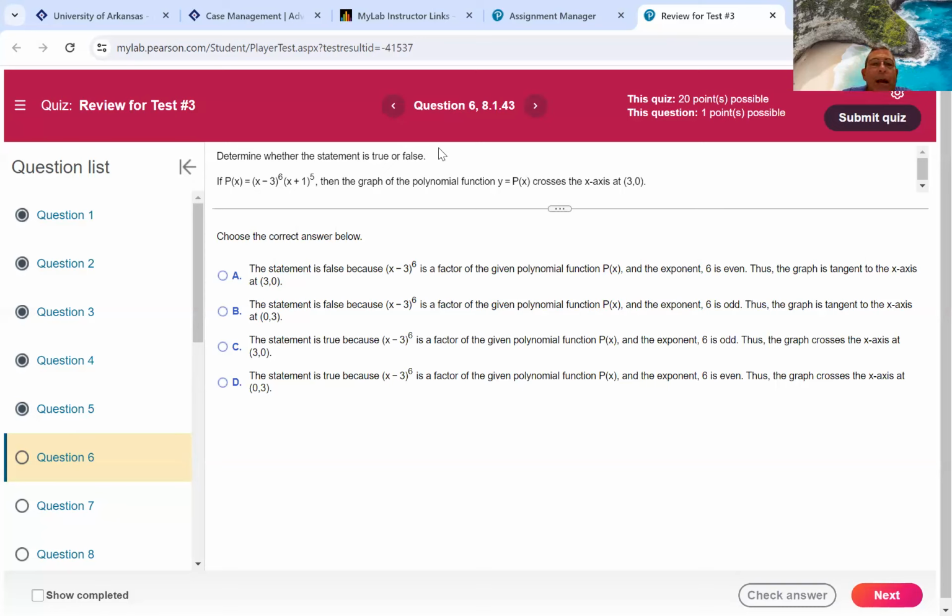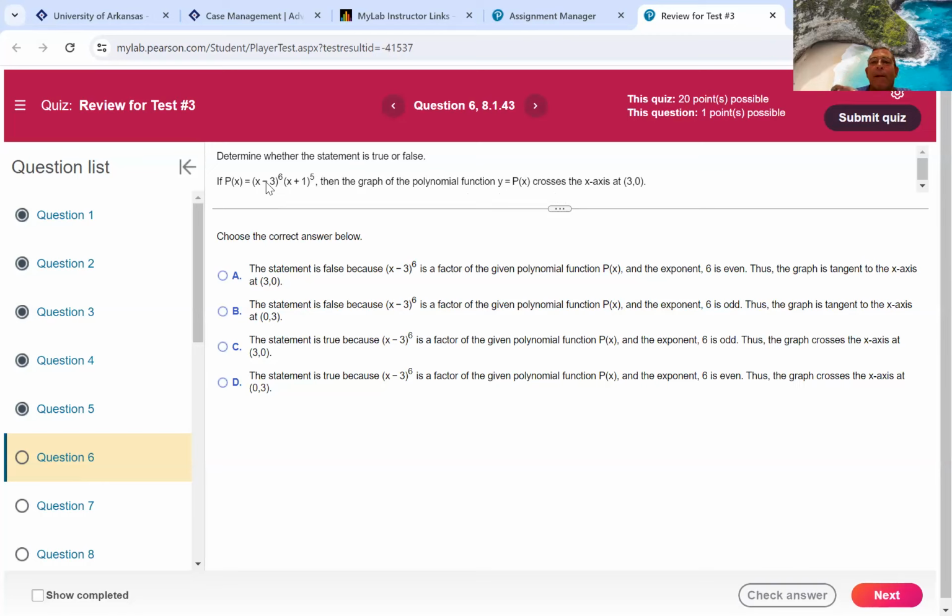So let's look at what we got. We got P of x equals x minus 3 to the 6th, x plus 1 to the 5th. They're saying true or false, this graph of this polynomial function, y equals P of x, crosses the x-axis at 3, 0. So you got to figure this out. Which of them two factors would have gave me a 0 of 3? Well, that would have had to come from the x minus 3, right?